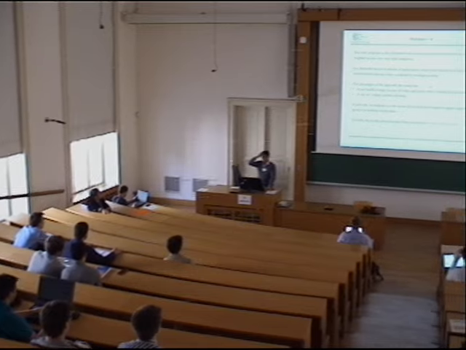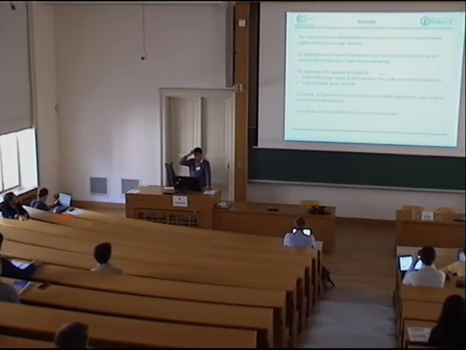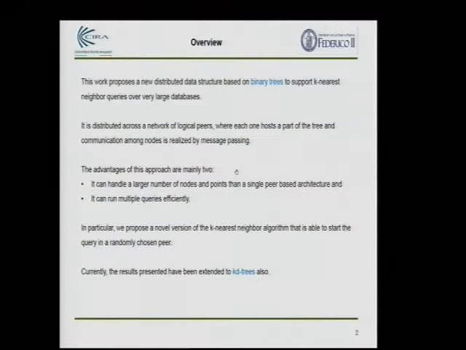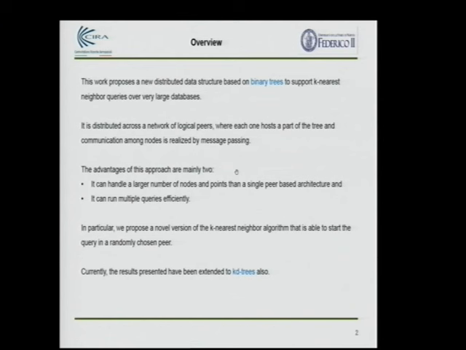This work proposes a new distributed data structure based on a metric data structure. In this presentation, I describe algorithms for binary trees, but currently they are extended to other metric structures, such as the extensions of a binary tree to multi-dimensional data, such as k-D trees. This data structure is distributed across a network of logical peers, where each peer hosts a part of the tree, and the communication between nodes or peers is realized by message passing.